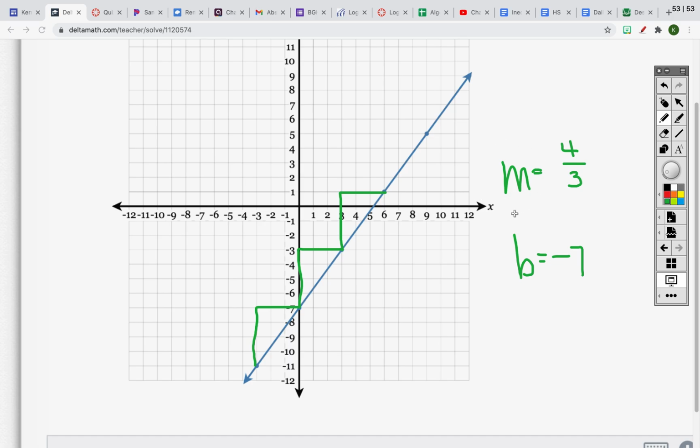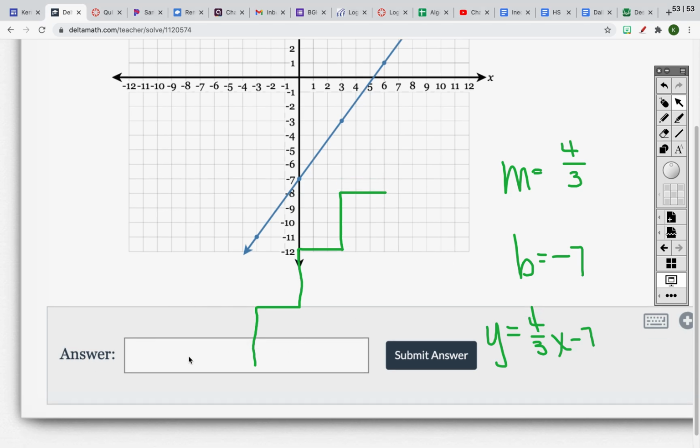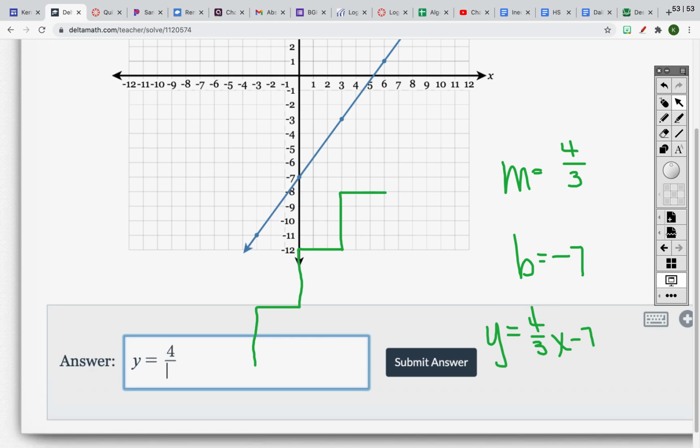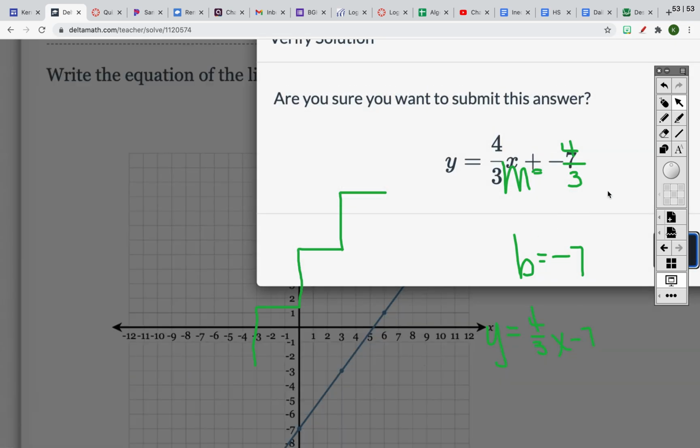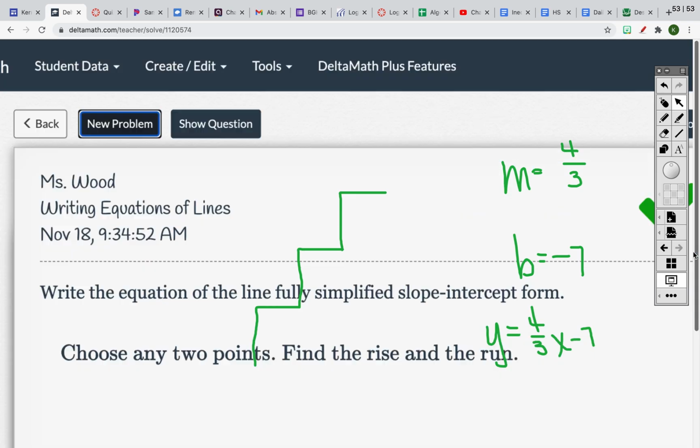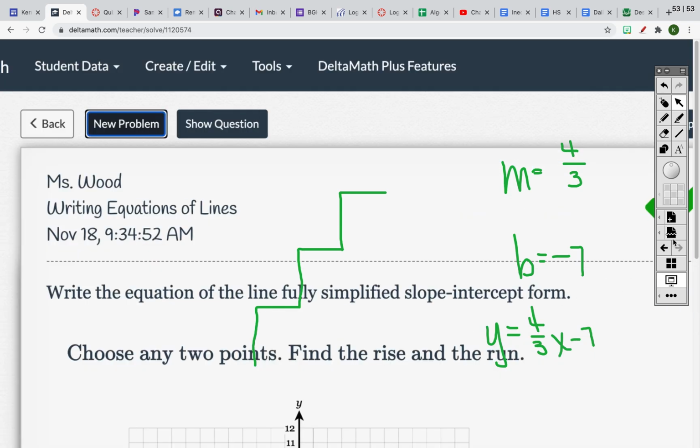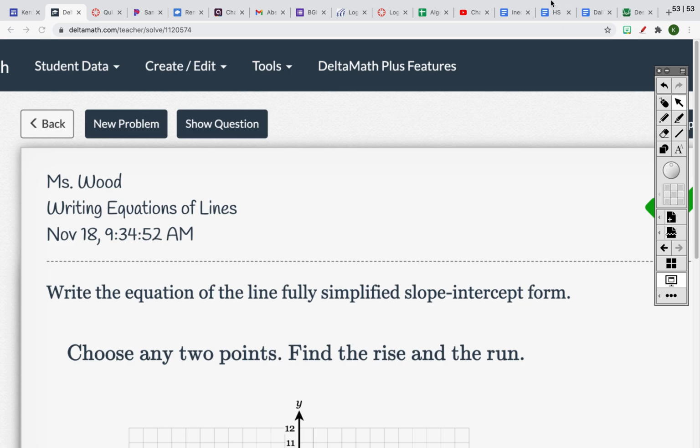So because I have a slope of 4/3 and a b of -7, my equation becomes y equals 4/3 x minus 7. Or plus a -7. Y equals 4/3, right arrow, x plus a -7. That's it for questions 3 and 4.